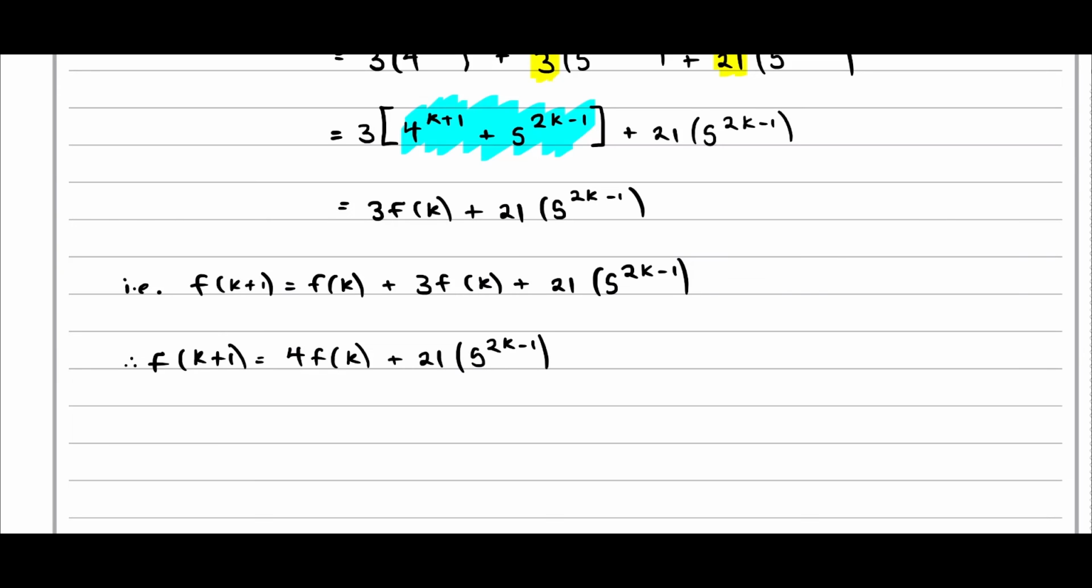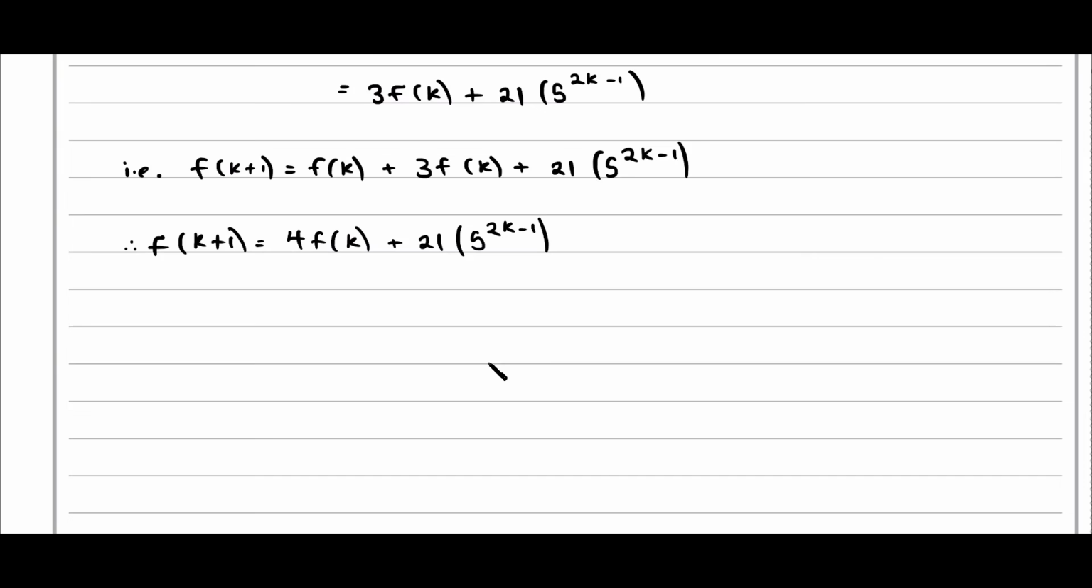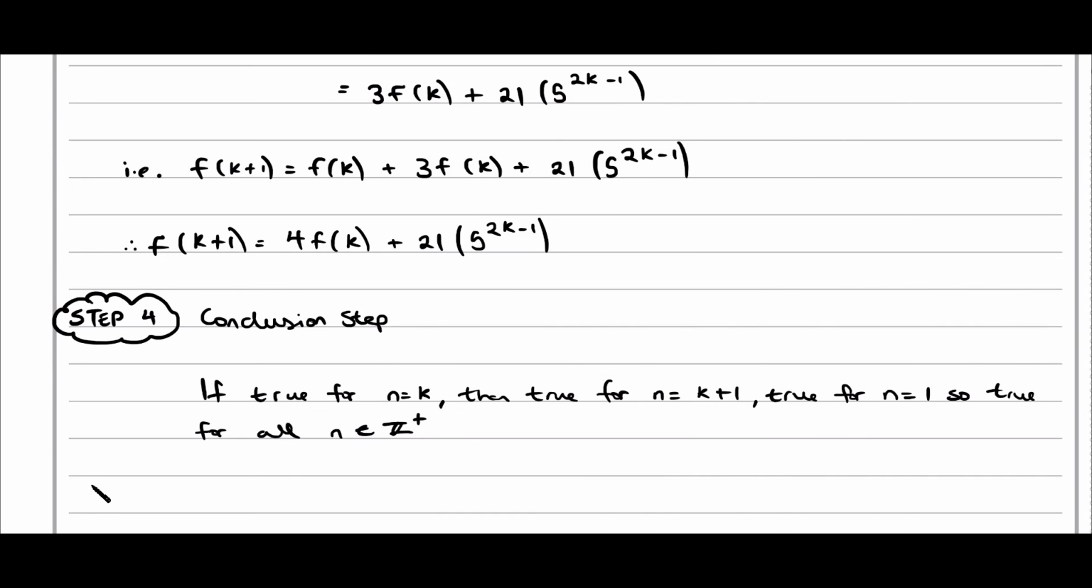And we know that f of k is divisible by 21, so 4 lots of something divisible by 21 is also divisible by 21, and 5 to the power of 2k minus 1 multiplied by 21 is divisible by 21. So therefore we have something which is divisible by 21 plus something else which is divisible by 21. The entire thing is divisible by 21. So therefore, in conclusion, if true for n equals k, then true for n equals k plus 1, true for n equals 1, so true for all positive integers.